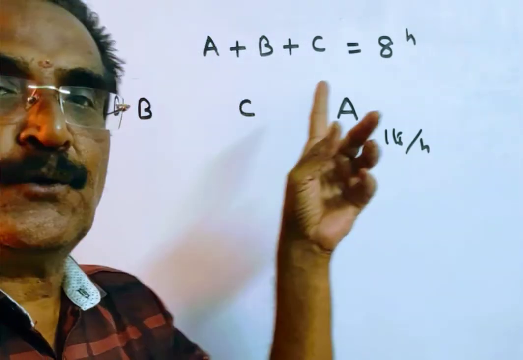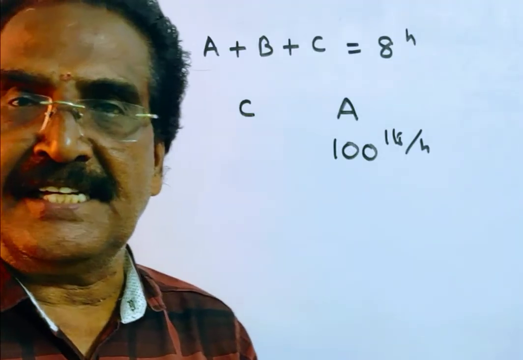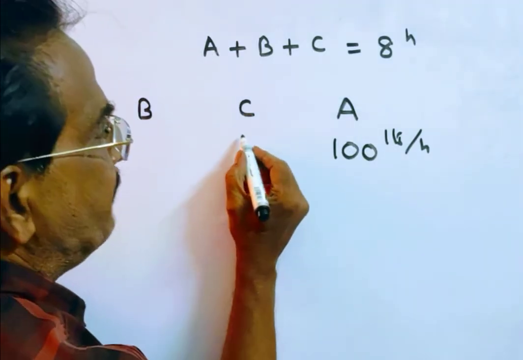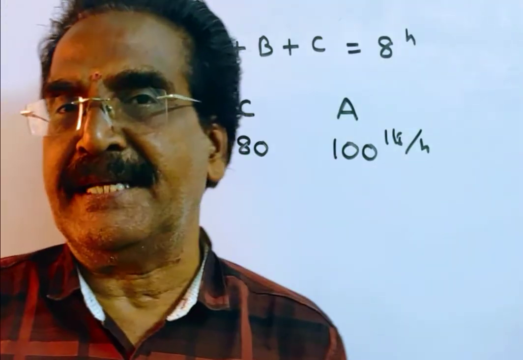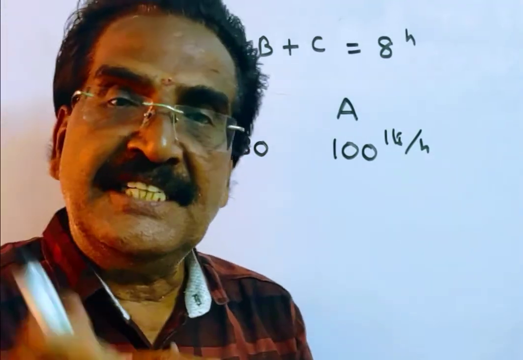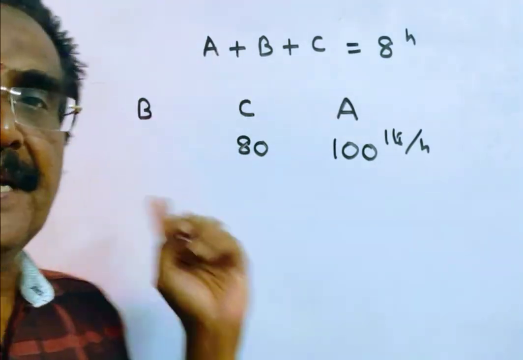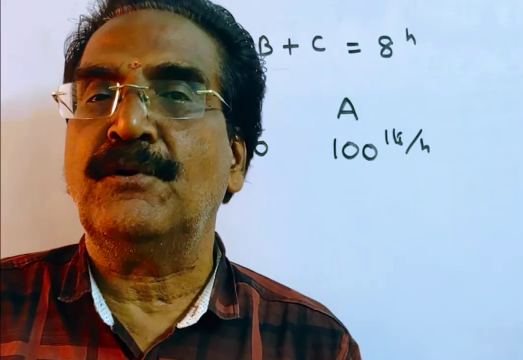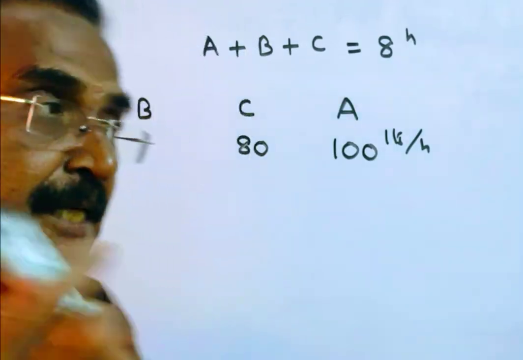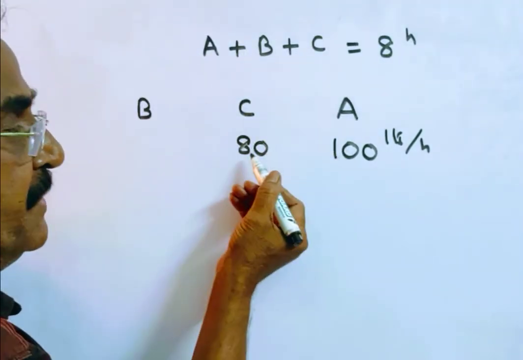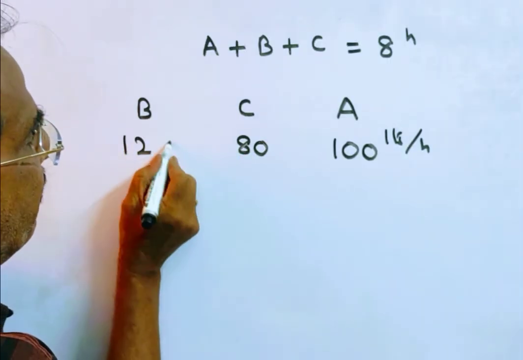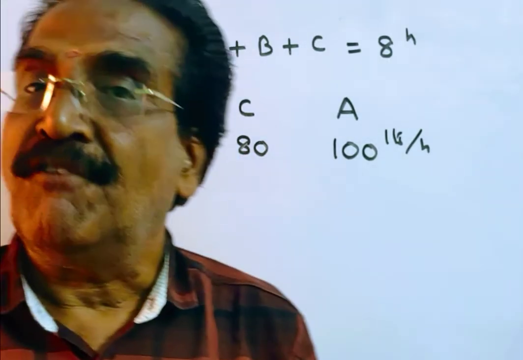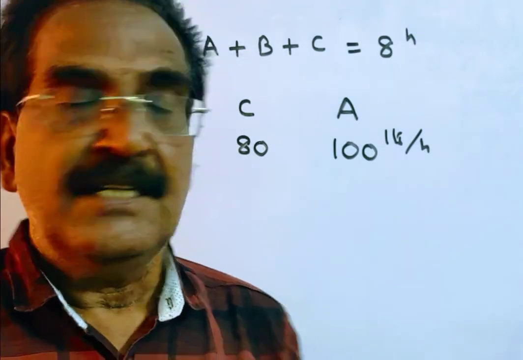Friends, pipe C is 20% less efficient than A. That implies pipe C can fill only 80 liters per hour. Friends, it is given that pipe B is 50% more efficient than pipe C. That means 50% more efficient means 80 plus 40, 120. So pipe B can fill 120 liters per hour.